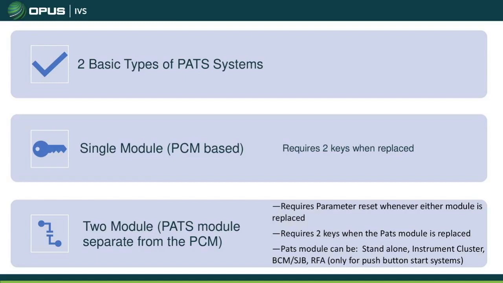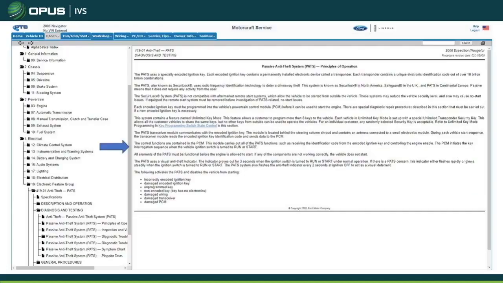On rare occasions, when you have a used module, you can use an add a key function if there's still 2 stored in there. But that's the unicorn of the job. Everything doesn't work out the way it should all the time.